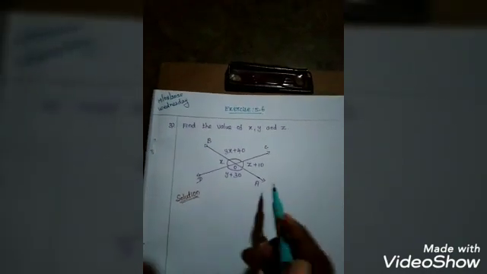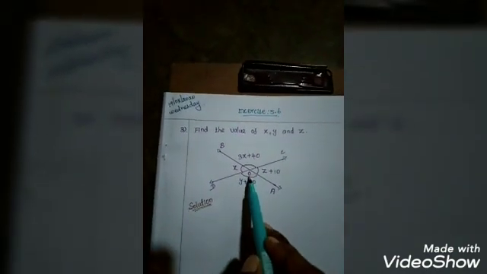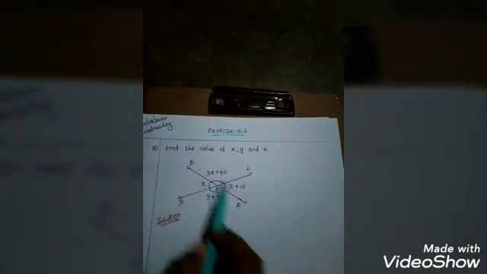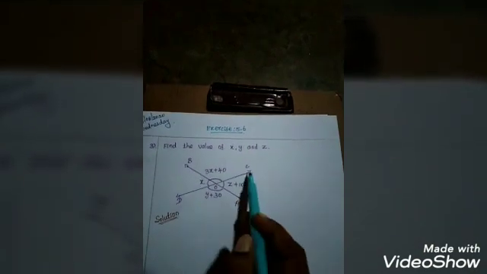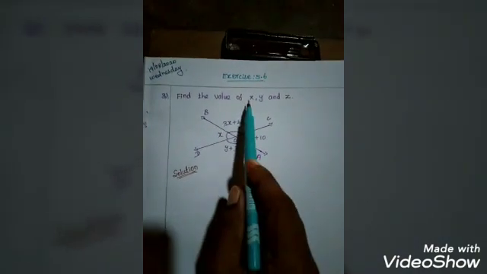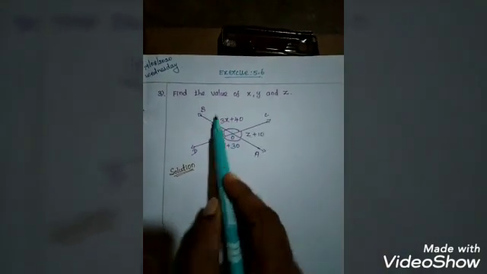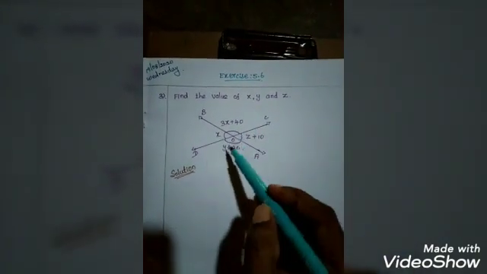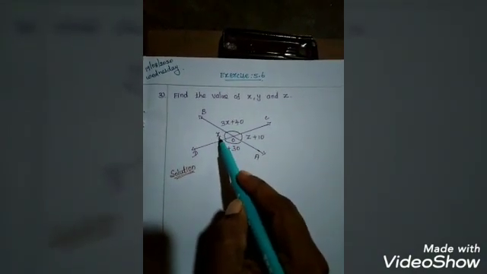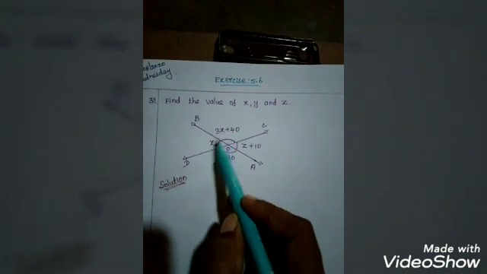Listen carefully. The center will be O. This line is AB. This line is CD. Now we find the values of x, y, z. First we find the value of x. So where is x here? Here x and here also x.